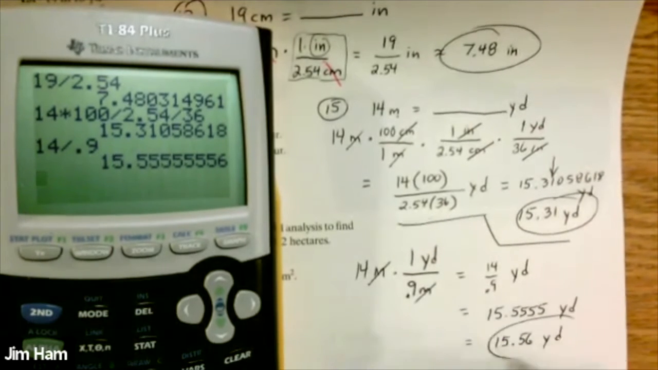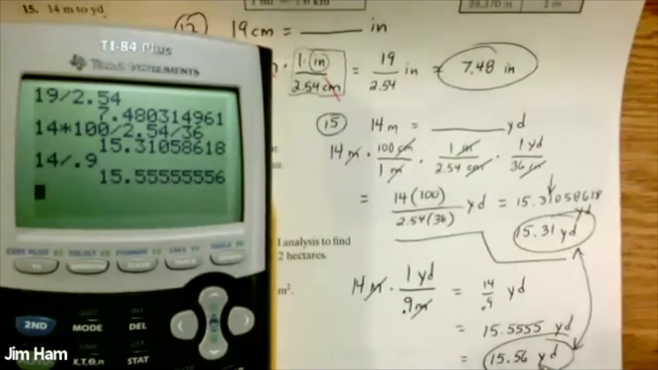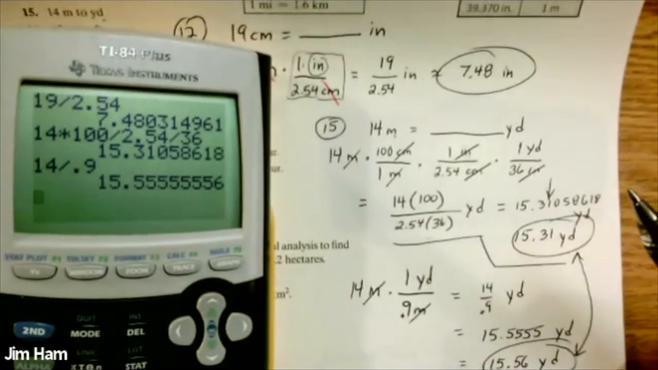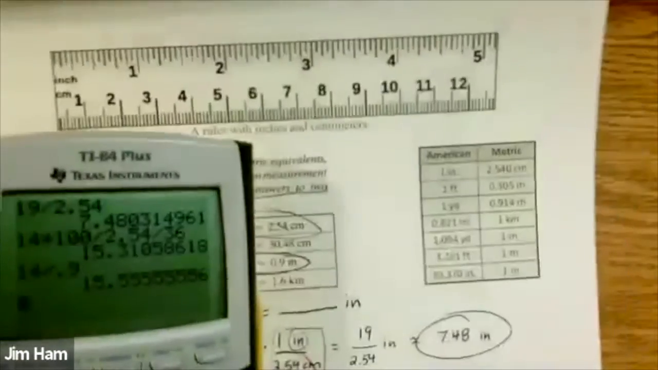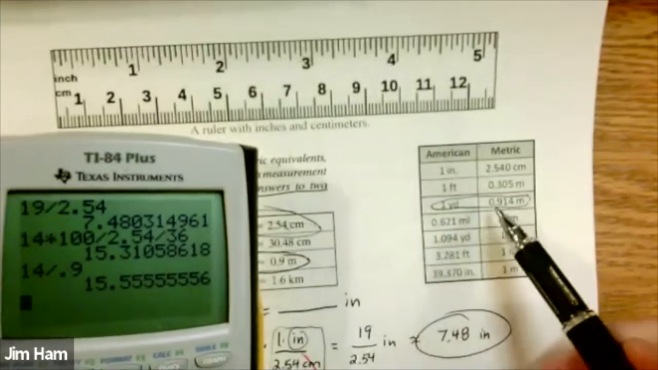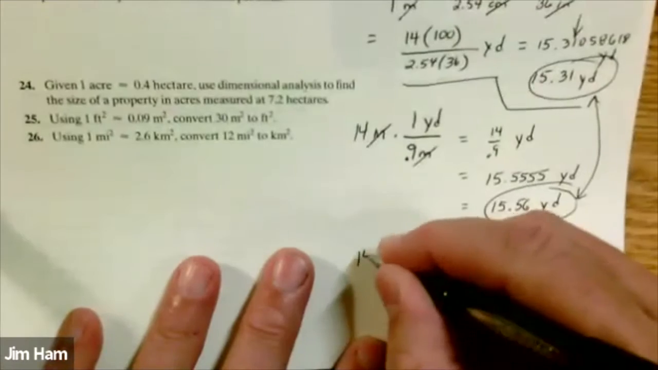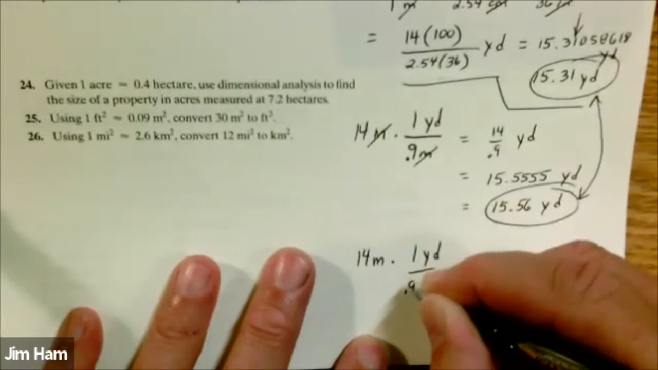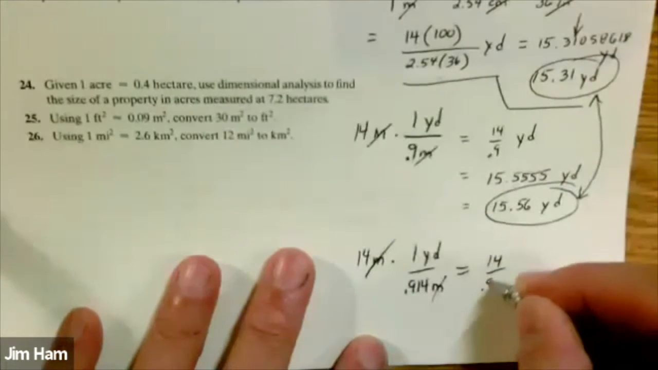So if we use their conversion and we round to two decimal places, it's going to be this. And compare. If you're doing these questions on an exam, I would count both of those correct. What I'm more interested in is the conversion and the work that you're showing as opposed to the final answer. All right, let's do one more. And that's this one here. Notice this one here is just a slightly different conversion. 1 yard is 0.914 meters. So if I use that conversion, 1 yard equals 0.914 meters. The meters cancel and I get 14 over 0.914.